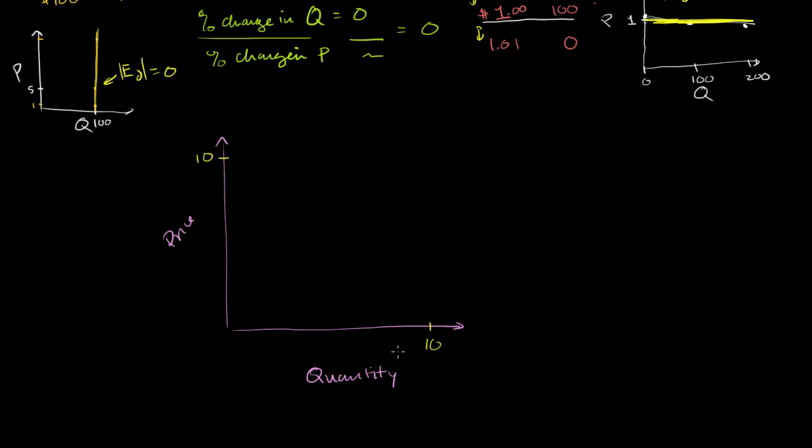Now we want the absolute value of the elasticity of demand to be equal to 1 at all points. And we're going to assume that this curve meets the law of demand, which means as price goes down, quantity demanded goes up. So it's going to be downward sloping. So really we're going to say that the elasticity of demand is going to be equal to -1. If we have a 1% decrease in price, we're going to have a 1% increase in quantity and vice versa.